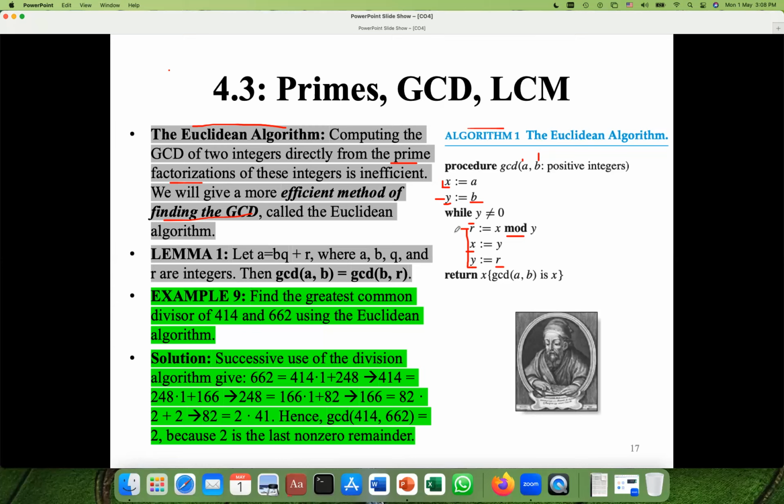We are updating the values: previously the second number which was given to us is now becoming the first number, and the remainder that we got in the previous step is now becoming the second number for the next division. And this will go on and on until the value of y becomes 0. Then you will come out of the while loop and return x, and this x would be the GCD of A and B.